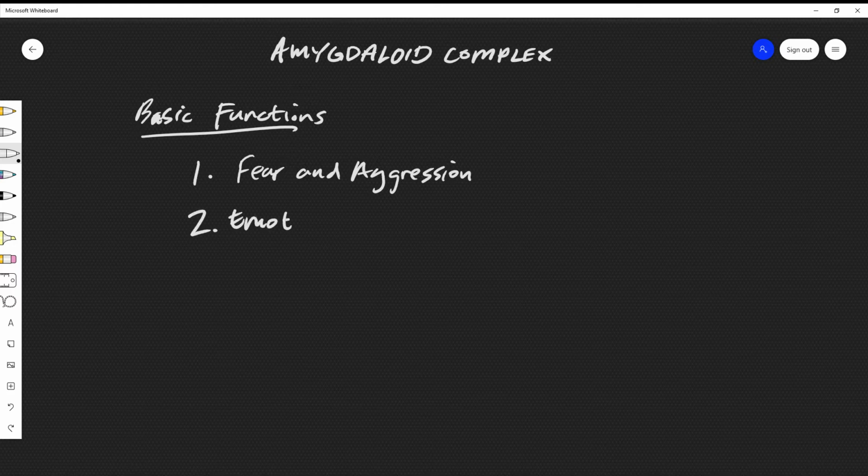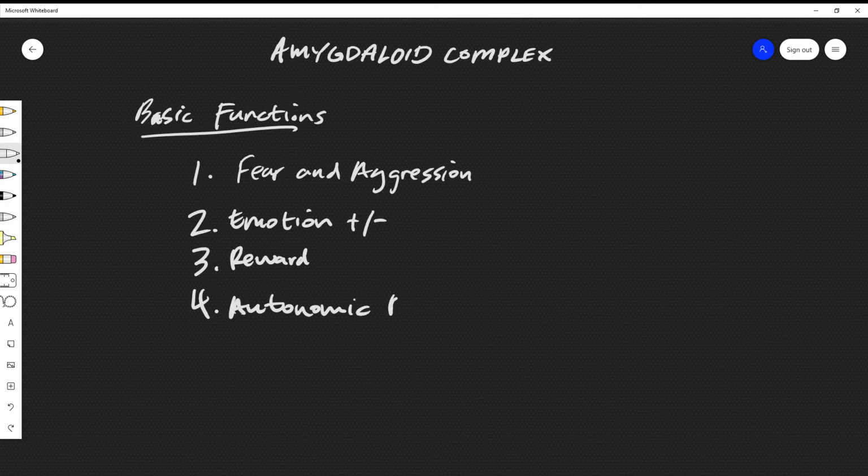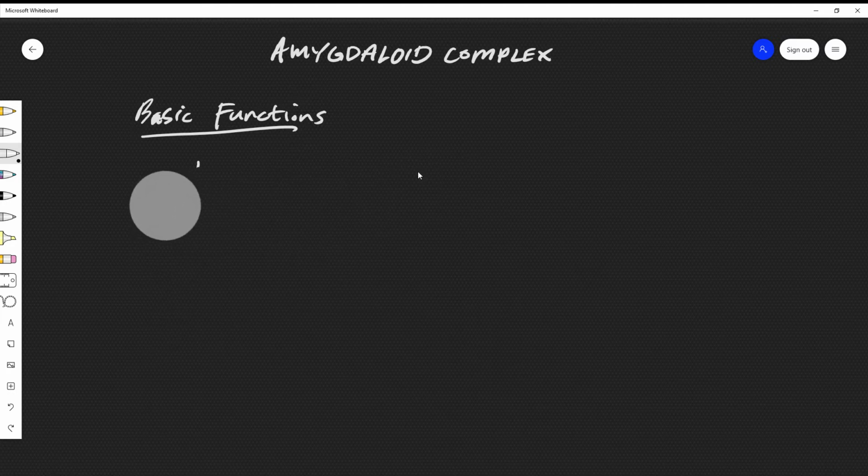Emotion, reward, and the emotion is both positive and negative emotions, which becomes pretty important when looking at lateralization between the amygdalae. Autonomic responses, for example, to stress, and memory. Okay, so these are just a basic idea of the functions that are present in the amygdala.